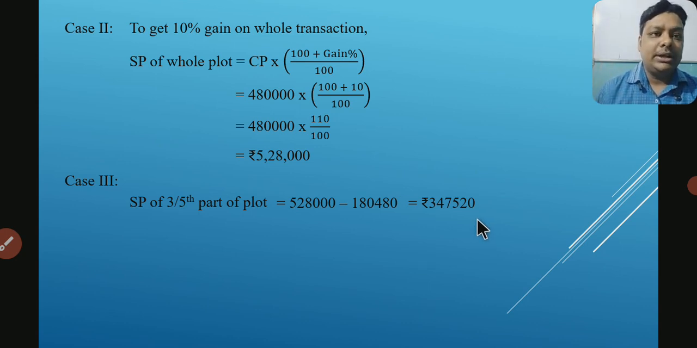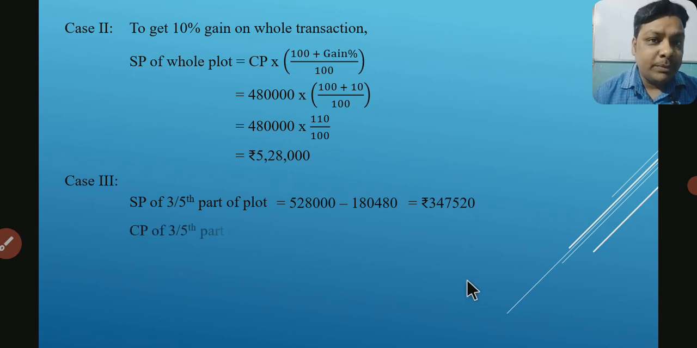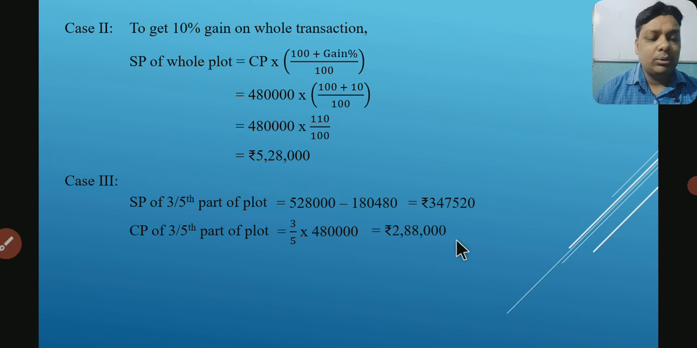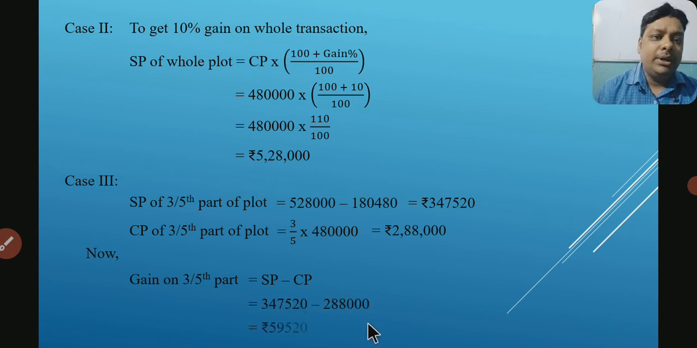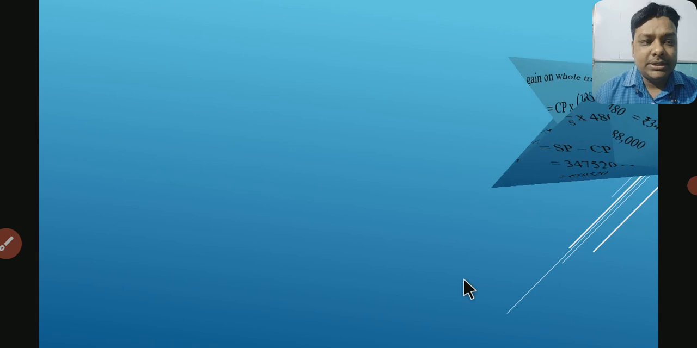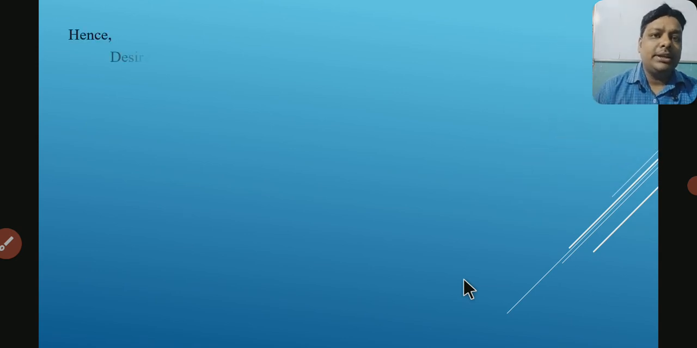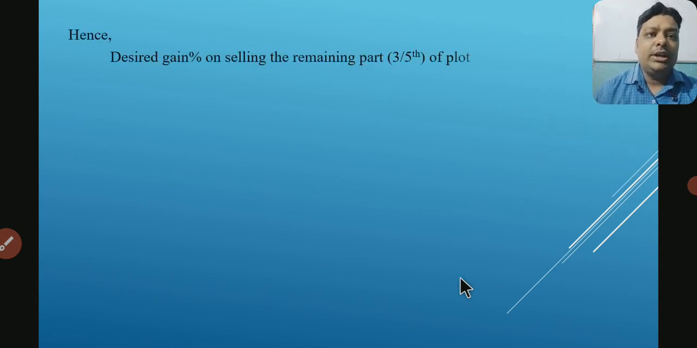But the CP of 3/5 part of the plot, 3 by 5 into 4,80,000, will be rupees 2,88,000. Okay. So now we have SP and CP. It means now we have to find the gain percent. So we can say the gain on 3 by 5 part: subtract it first. So the gain will be rupees 59,520. If we know the gain on the 3 by 5 part, we can find the gain percent. Hence the desired gain percent on selling the remaining part, that is 3/5 part of the plot, will be gain by CP into 100%.